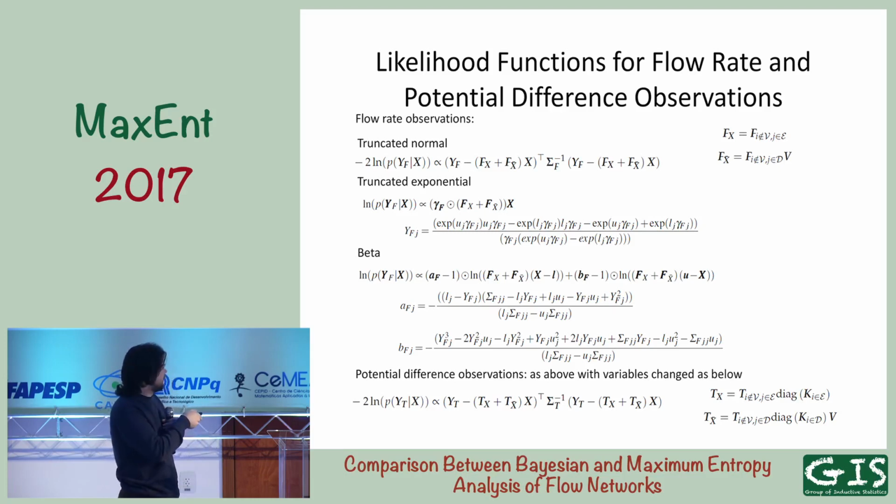For the truncated exponential case, I have this interesting function, and for the beta prior case, I have another interesting likelihood function. And it's a similar sort of function, exchanging variables if I am working with potential differences rather than observed flows. And these functions allow me to incorporate some sort of mean or mode sort of flow rate observation with some uncertainty about it.